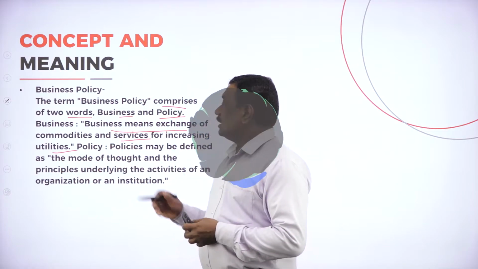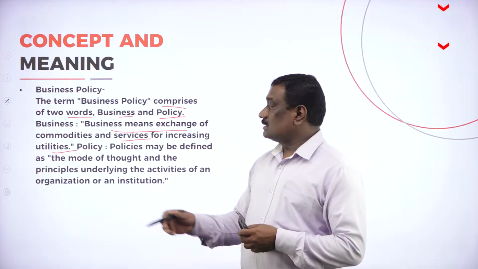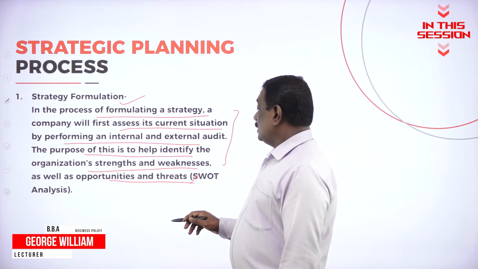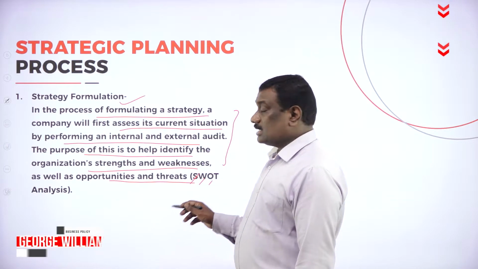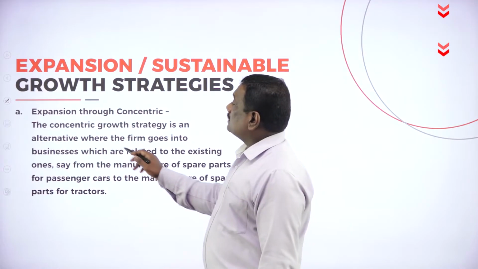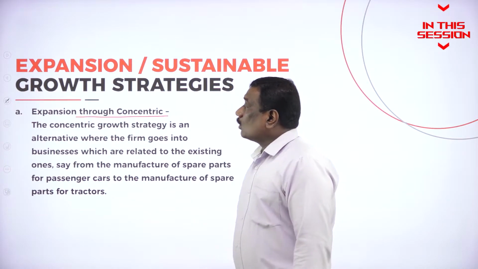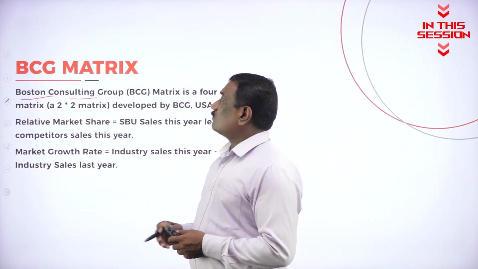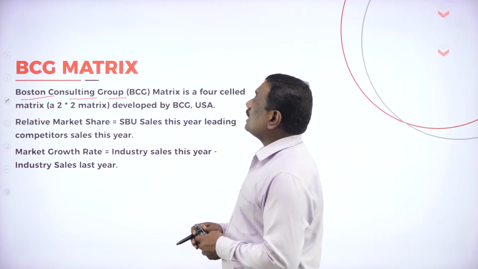So business means exchanging of commodities and services for increasing utilities. So we call them as SWOT analysis. S stands for strength, W stands for weakness, O stands for opportunities, and T stands for threats. There is an expansion. You can expand your business, that is through concentric. B stands for Boston, C stands for consulting, and G stands for group. So that is why we call it as BCG in a short form.